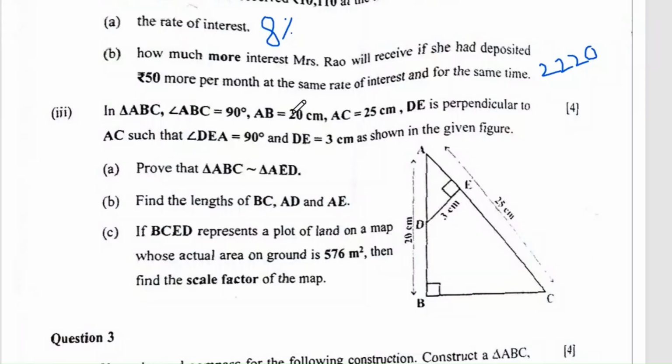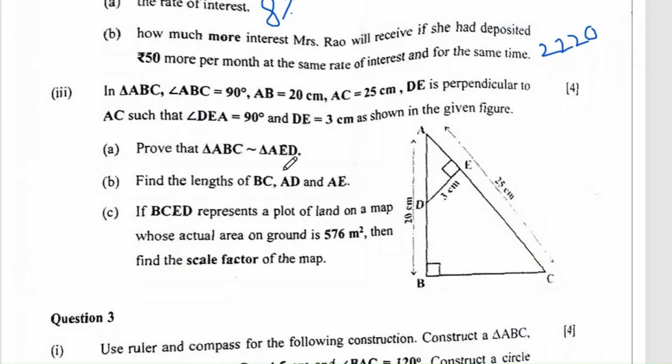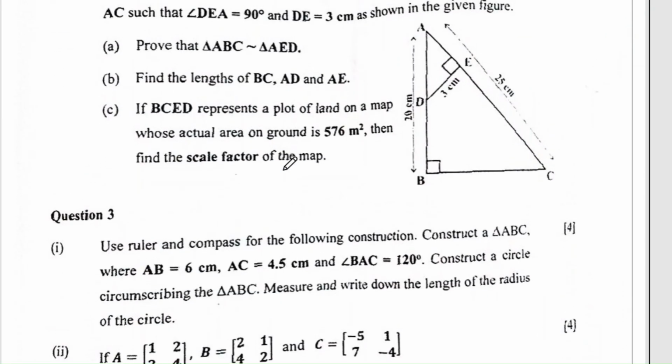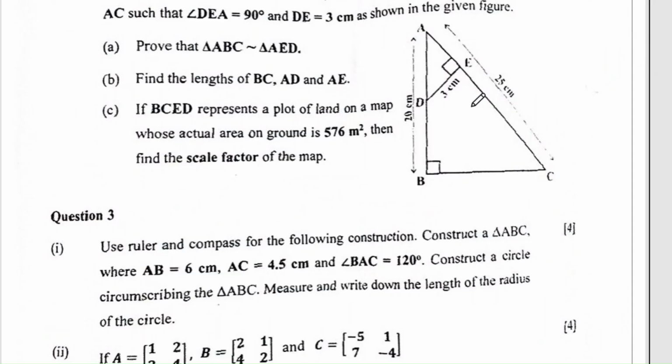Now come to question number 3, part B. In triangle ABC, angle B is 90 degrees, AB is 20 centimeters, AC is 25 centimeters, and angle E is 90 degrees. DE is also given as 3 centimeters. We have to prove that triangle ABC is similar to triangle AED.